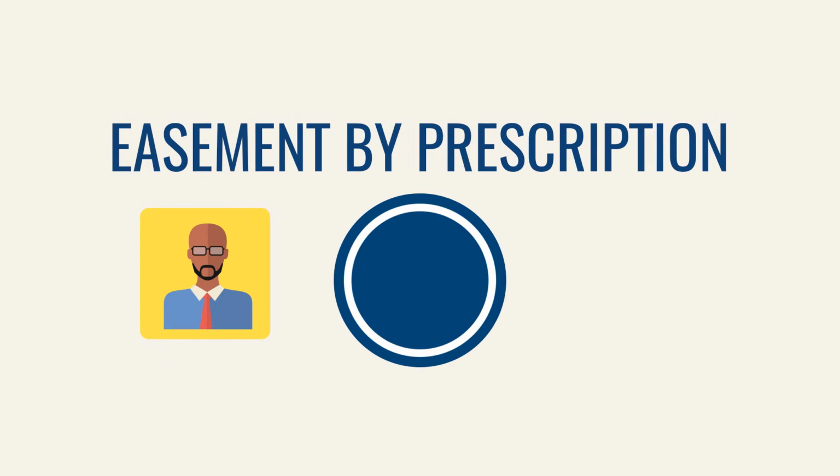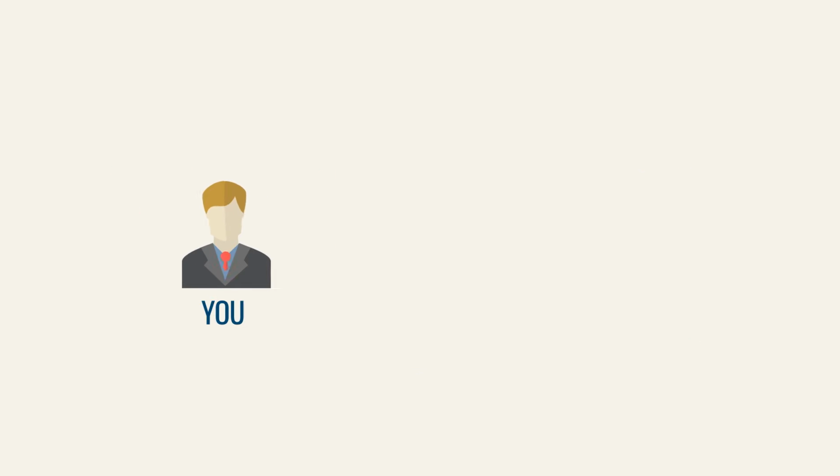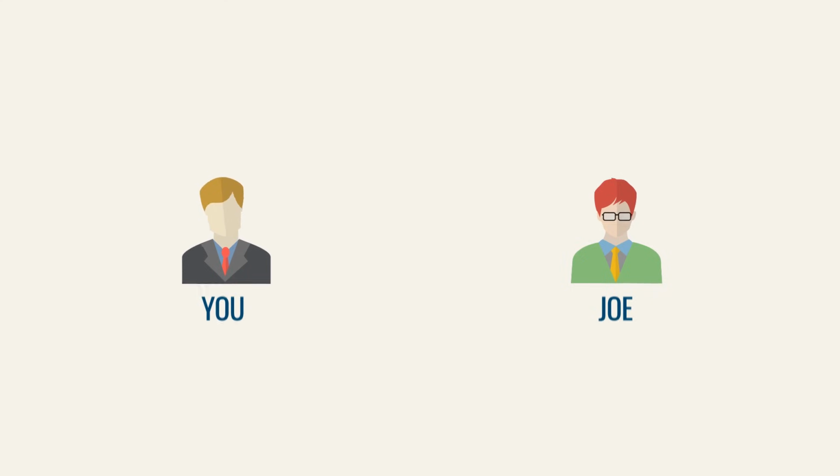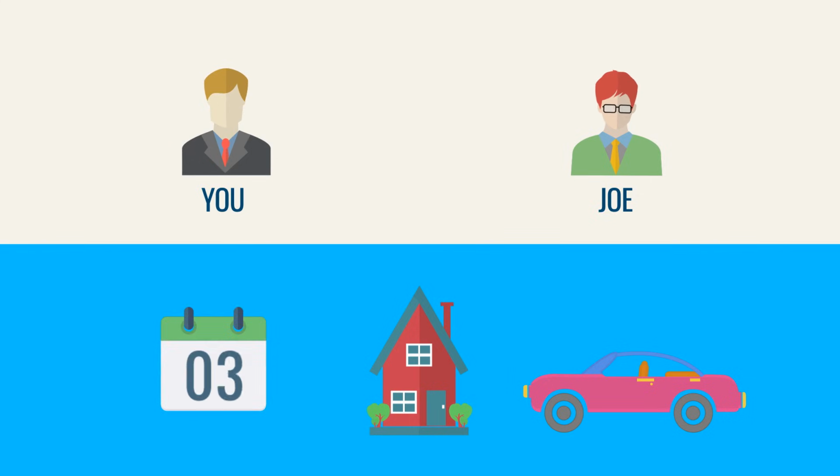Easement by prescription. An easement by prescription is a type of easement created by the actions of one person against the interests of another person. Here's an example to explain how easements by prescription work. Every night when your neighbor Joe comes home, he drives his car across a corner of your property. You see him, but never stop him. And he does it for a long time.